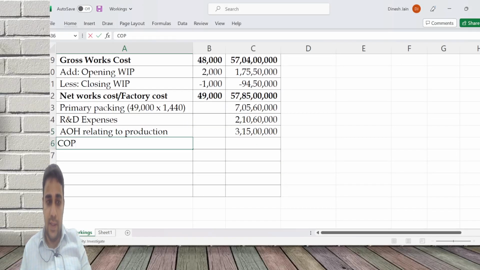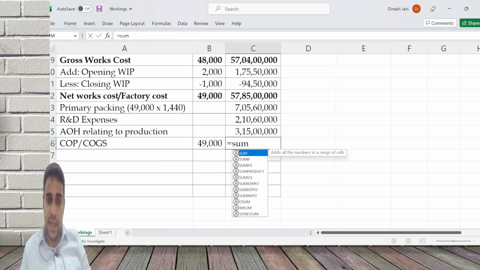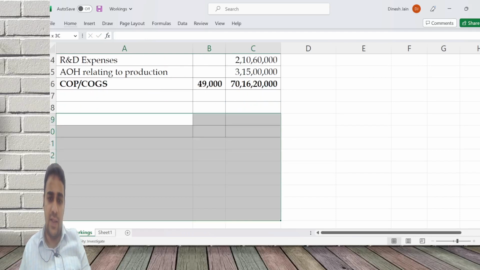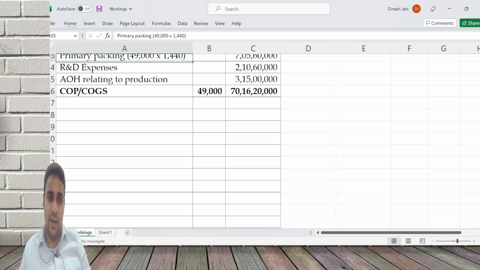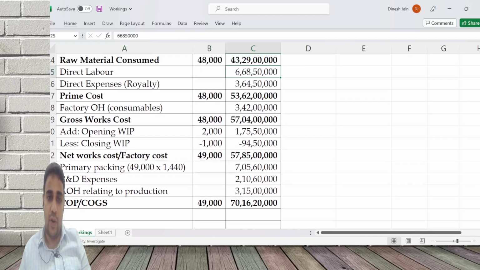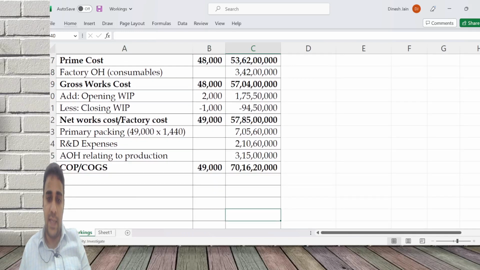We get COP/COGS. Opening and closing stock in the question. COP/COGS. If there are any errors, please highlight it to me. I don't know why you guys did not highlight this error to me, because now I'm getting a doubt whether you're with me or not in the class. So if there are errors made, please highlight it to me.